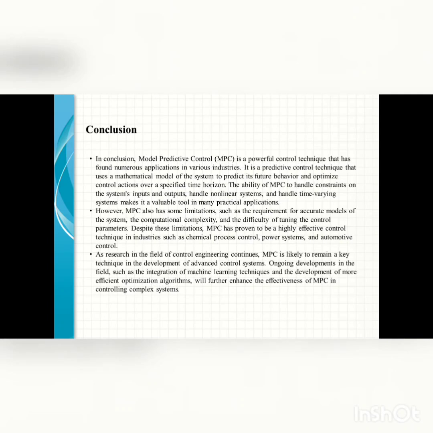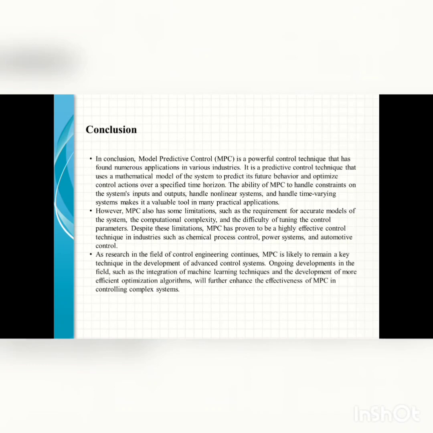In conclusion, model predictive control is a powerful control strategy that has found numerous applications in various industries. It is a predictive control technique that uses a mathematical model of the system to predict its future behavior and optimize control actions for a specified prediction horizon and control horizon.